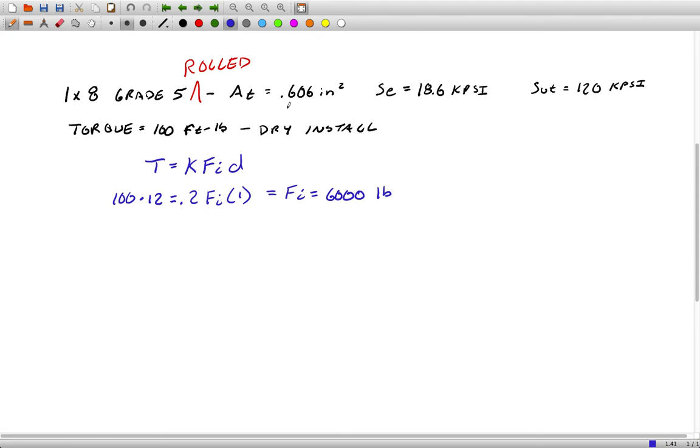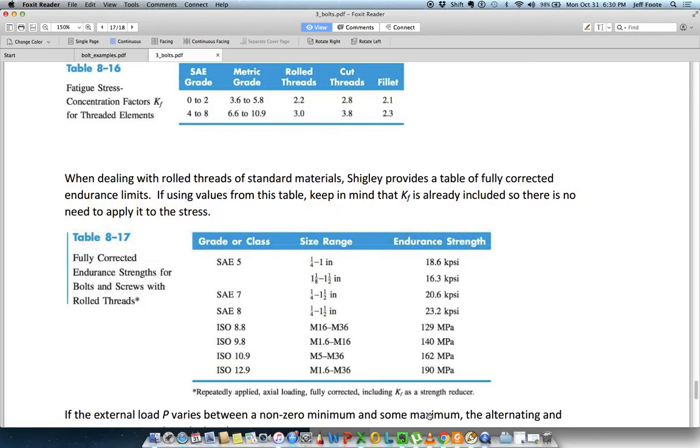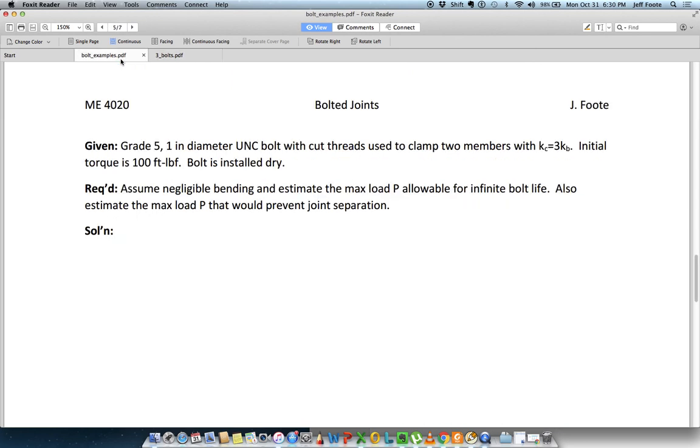And I didn't mention at the start, but we've got AT, SE, and SUT already pulled for this problem as well. Now, to calculate C, we were given in the initial problem Kc as a factor of Kb. Kc is 3 times Kb.